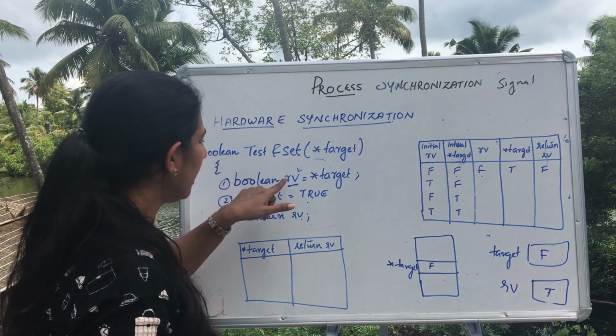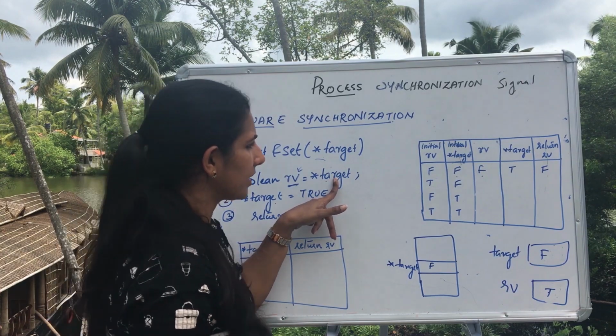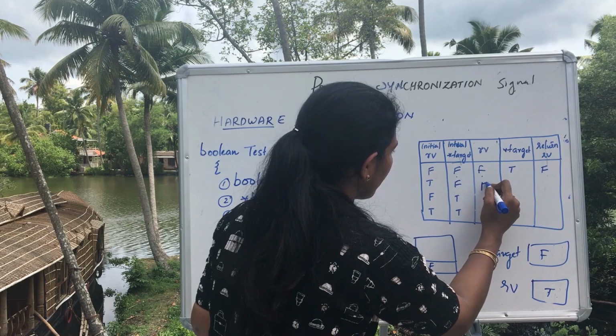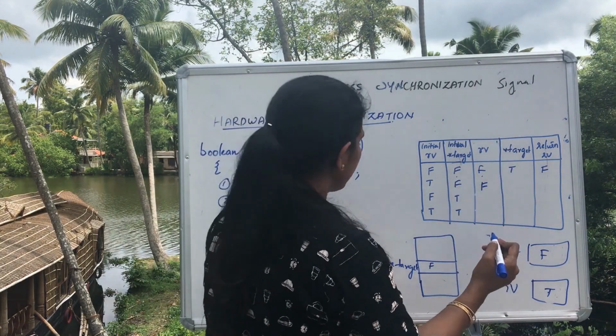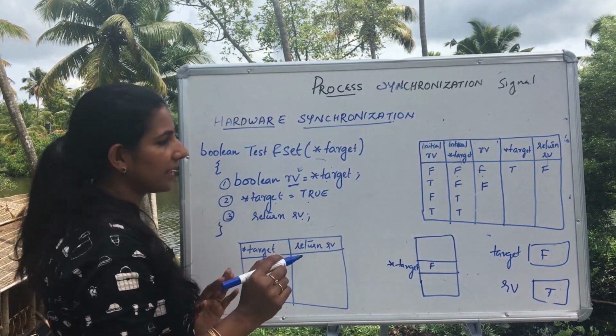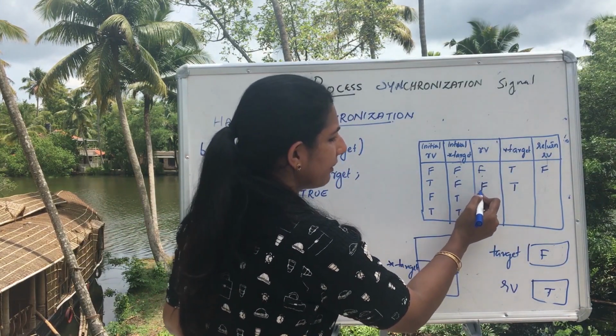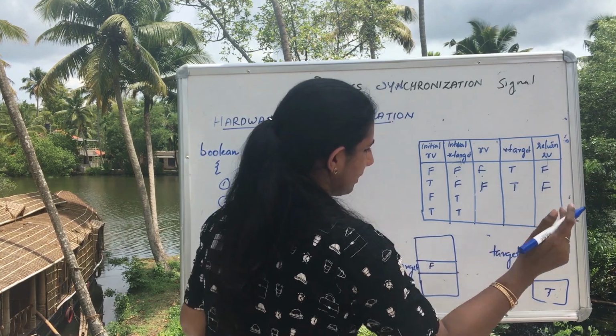After line number 1, RV has the value of target. So target is false, so RV becomes false, and target is set to true. The second line is: target is always set to true. So this becomes true. And return the value of RV. RV is false, so this becomes false.